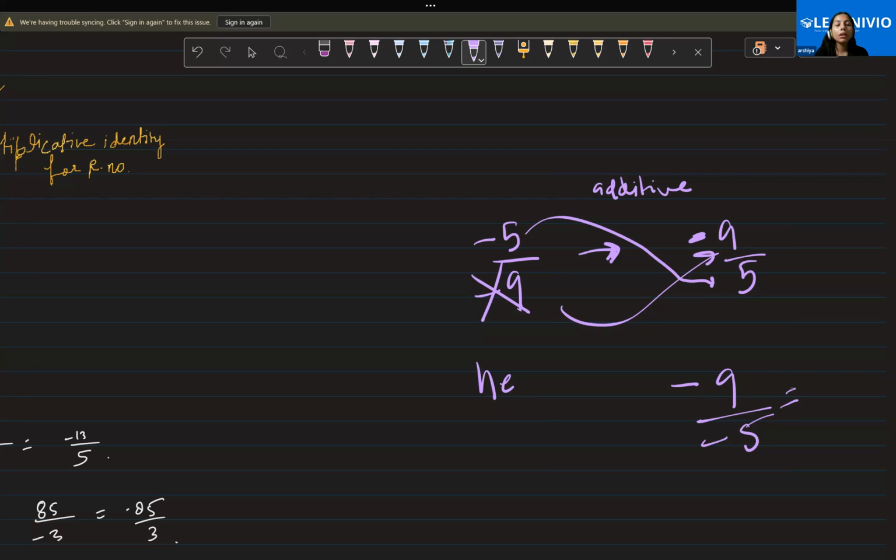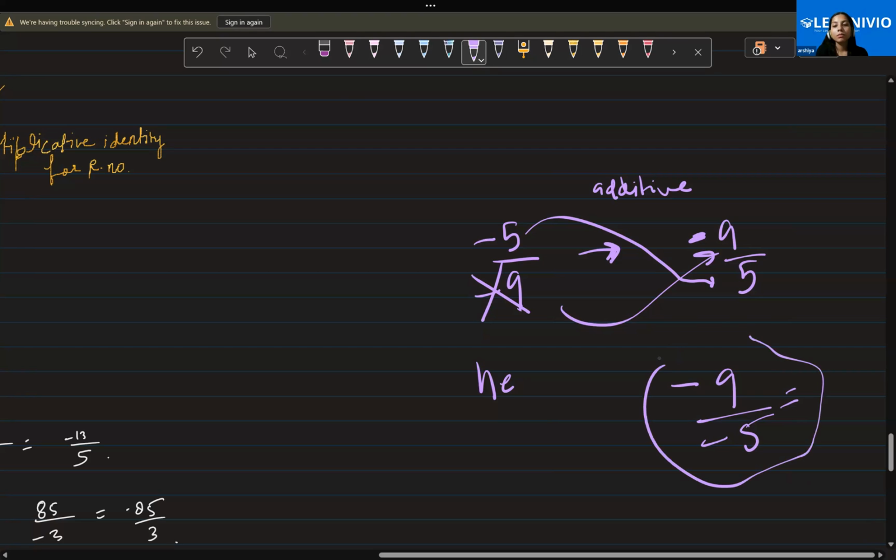Can you tell me what the additive inverse will be for negative 9 by negative 5? Negative 9 by negative 5. 5 by 9. Yes. Now let's move on to the next property.